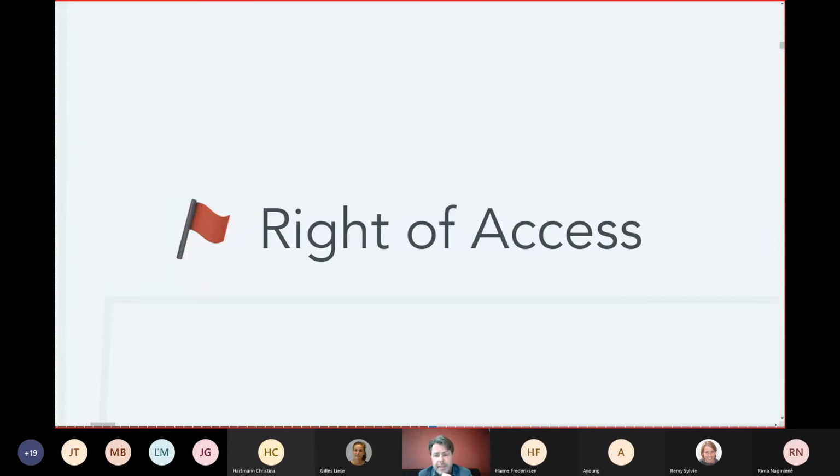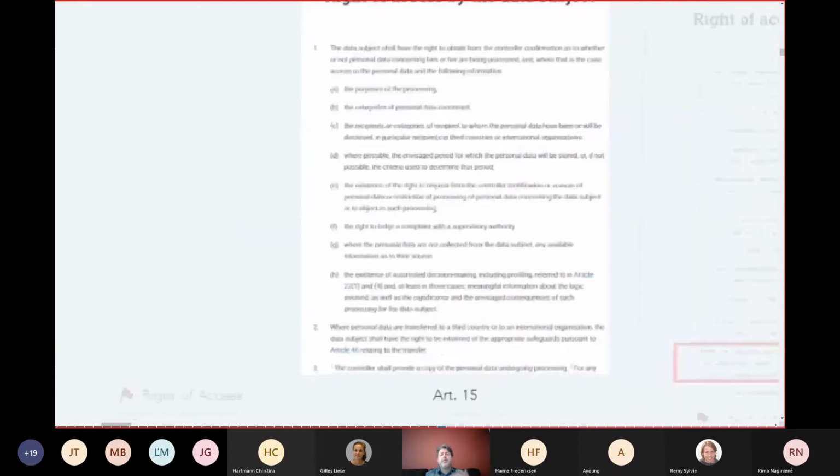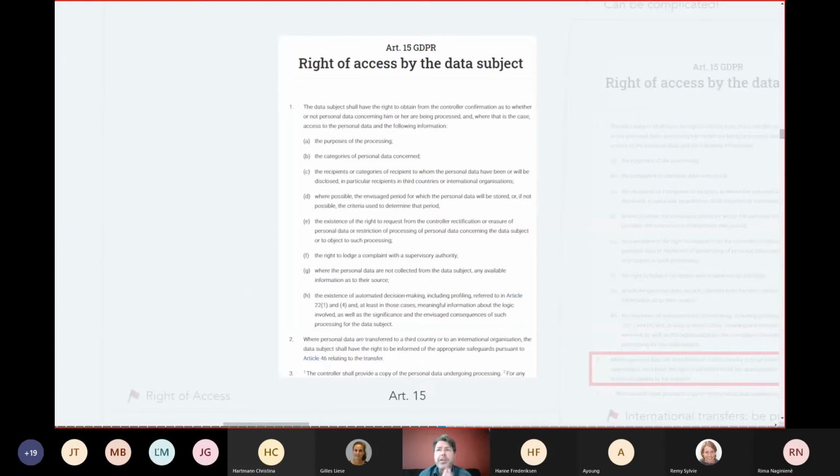Now, right of access. This is one which is in practice very often exercised actually. So basically it means that a data subject can ask you, hey, what are you doing with my information and why are you doing it?